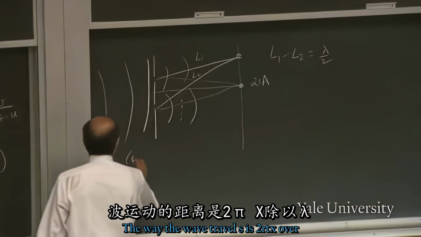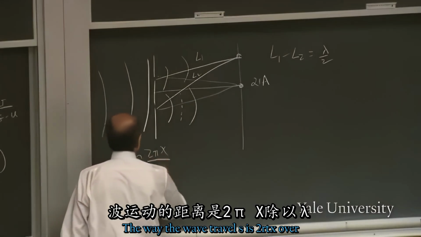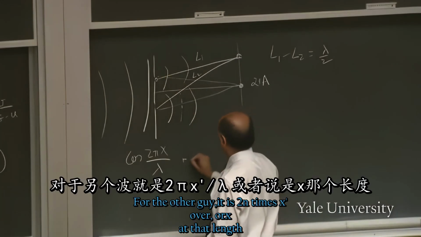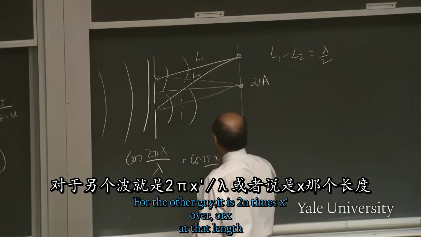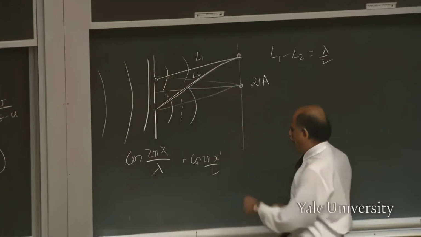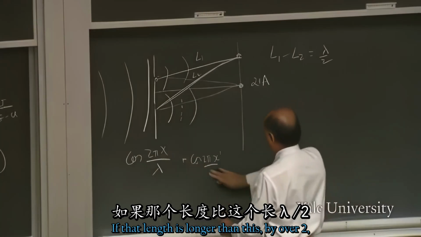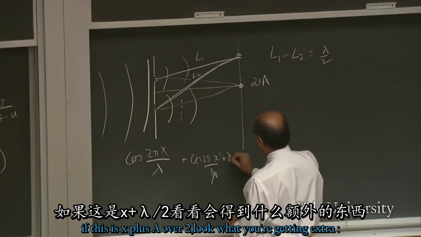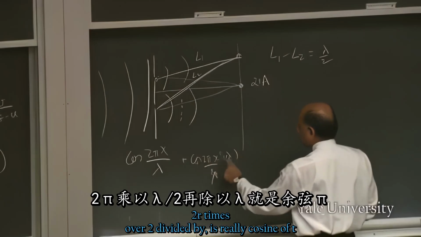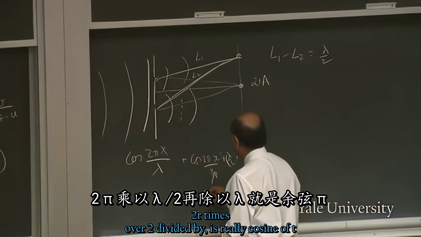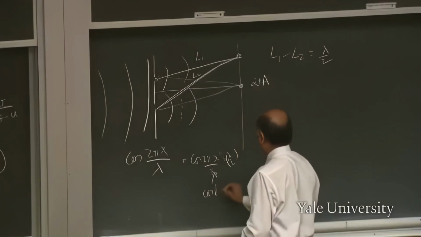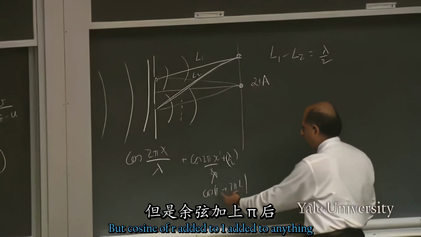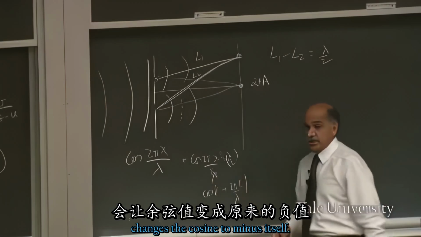Let's understand why. The way it travels is cosine of 2 pi x over lambda, where x is say measured from here. For the other guy, it is 2 pi times x prime over lambda, where x prime is that length. If that length is longer than this by lambda over 2, if this is x plus lambda over 2, look what you're getting extra. 2 pi times lambda over 2 divided by lambda is really pi, so cosine of pi plus what the other person got. But if pi is added to anything, it changes the cosine to minus itself.